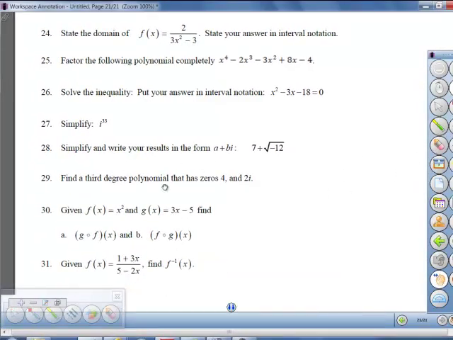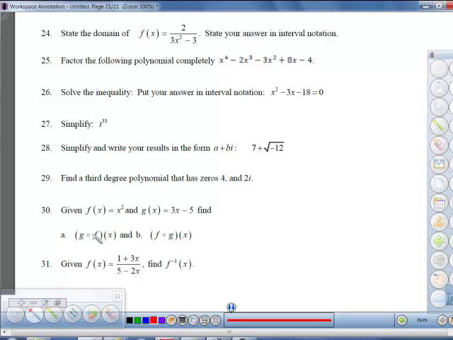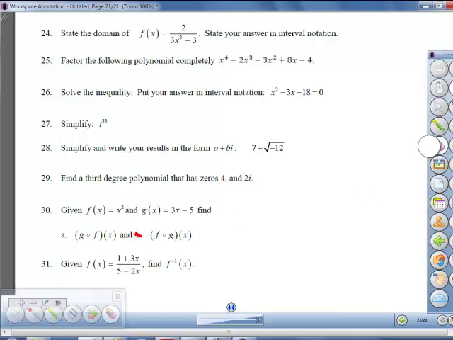Okay, next one. Where am I? 30. Okay, so I have two functions, x squared, and then this other one, which is 3x minus 5. It says find the composition. That's what this means. Now, this isn't g times f. This is a composition, so you have to take the f function and evaluate it inside the g function. Okay? And b, what does that mean? I don't know what this means. Oh, a and b, sorry.